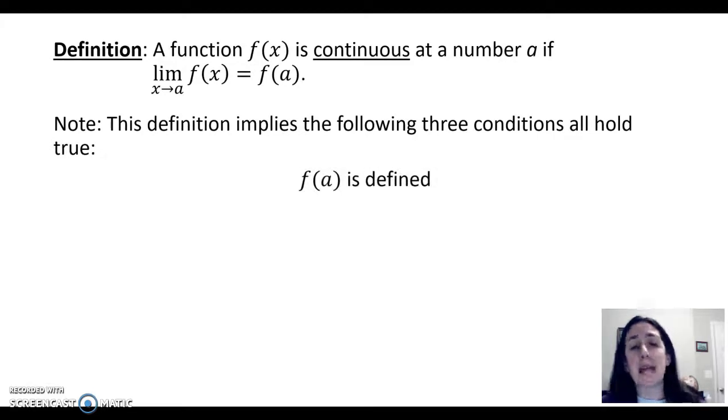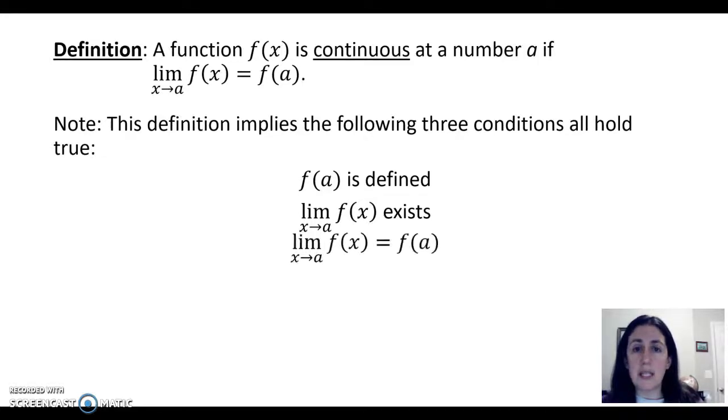First of all, f of a has to be defined, which means when you plug a into your function, you have to get a real defined value. It also implies that the limit as x approaches a of f of x exists. Now remember, for a limit to exist, your upper limit and your lower limit have to match, and they have to come at the same finite value. And then that third condition, which is part of the definition, says not only is your function defined and the limit exists, they give you that same finite value.